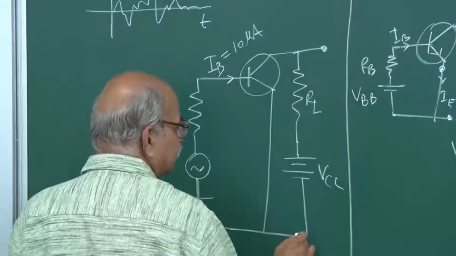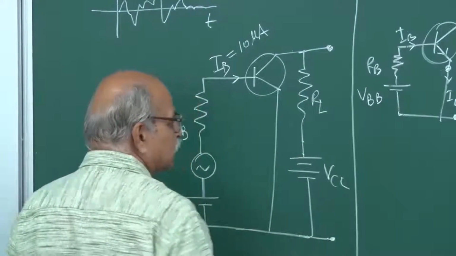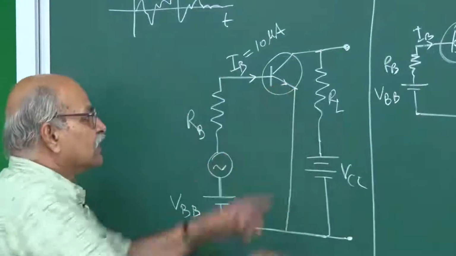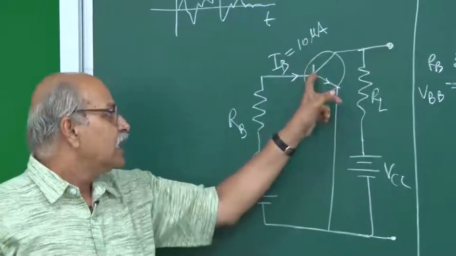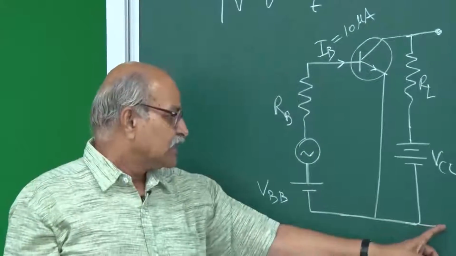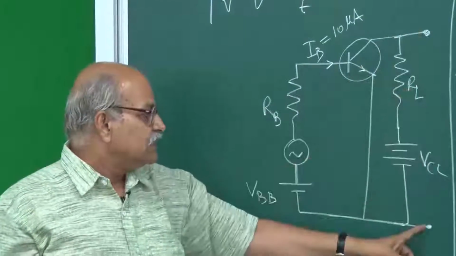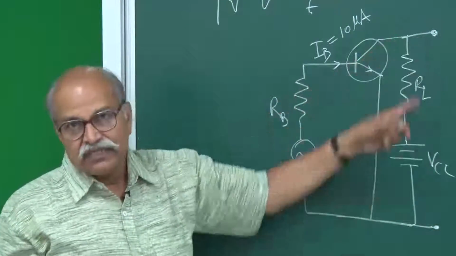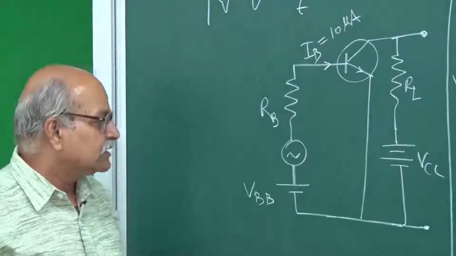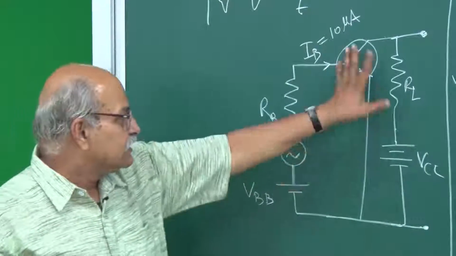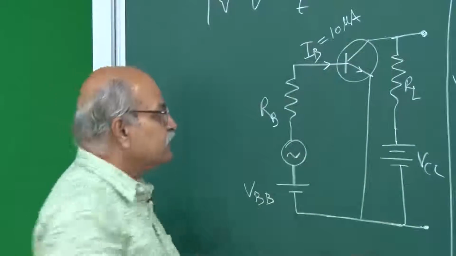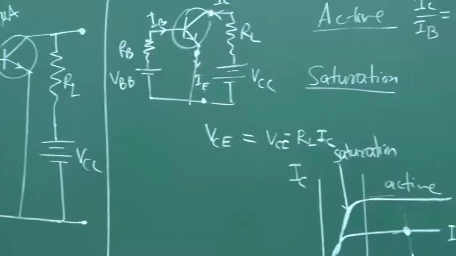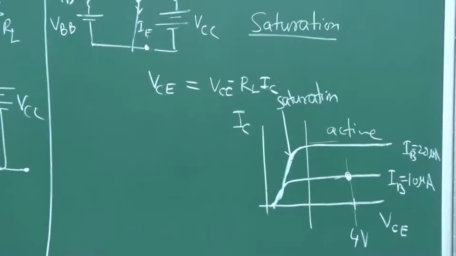From here to here, this is VCE, which is also your output voltage, right? This is collector voltage, and this is emitter voltage. So this VCE is nothing but the voltage between this point and this point, which is also called output voltage. So, this is the scenario, and suppose in this condition this VCE or VO is your 4 volts, right.